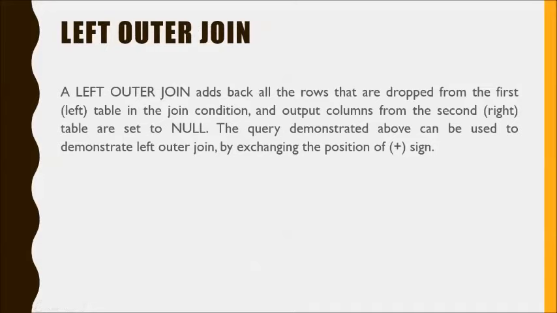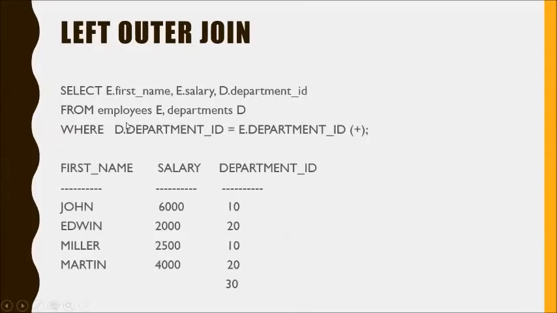A left outer join adds back all the rows that are dropped from the first or left table in the join condition, and output columns from the second or right table are set to null. The query demonstrated in the previous slide can be used to demonstrate a left outer join by exchanging the position of the plus sign. For example: SELECT e.first_name, e.salary, d.department_id FROM employees e, departments d WHERE d.department_id = e.department_id(+).